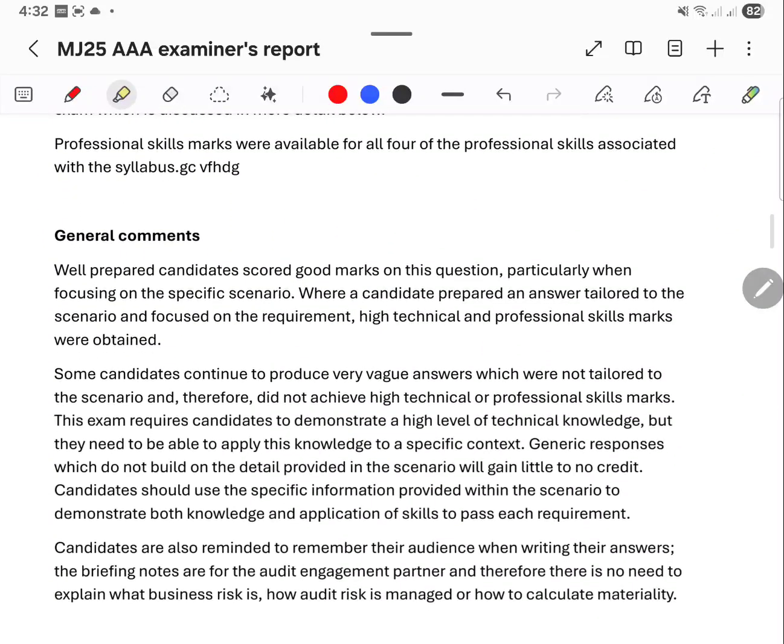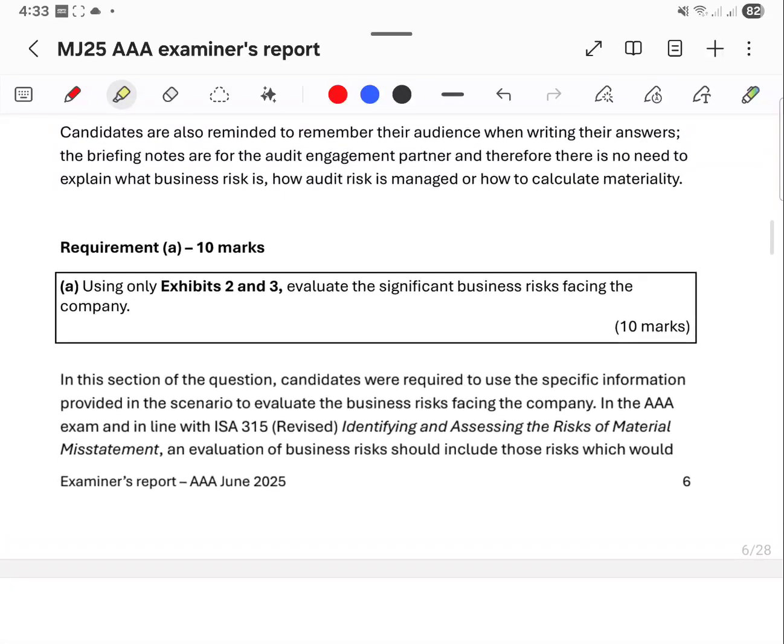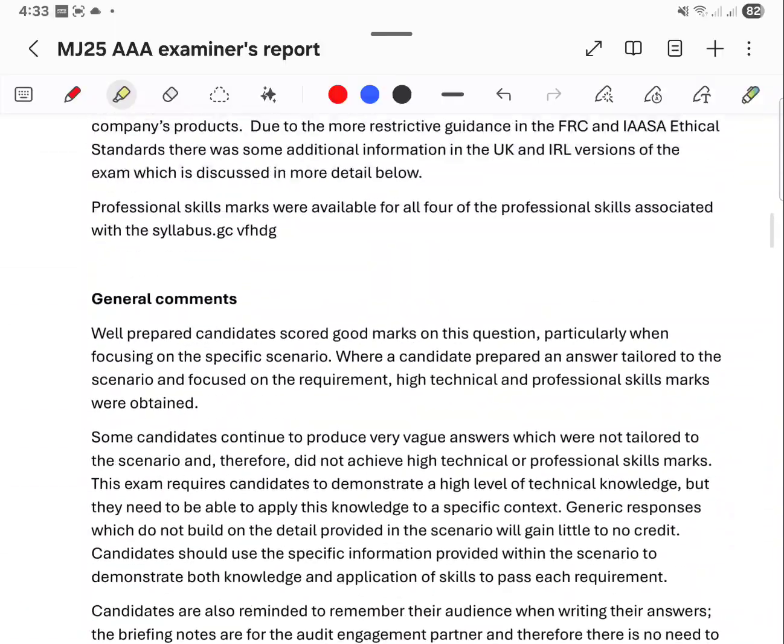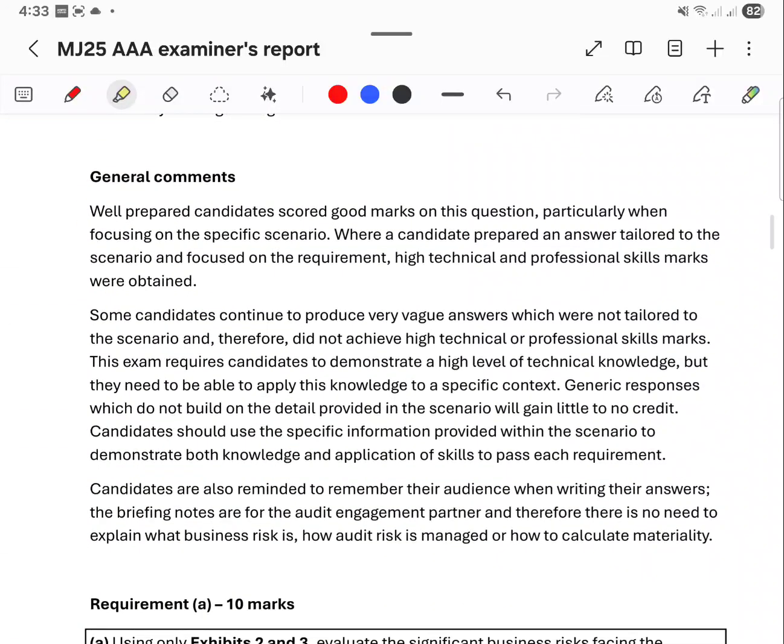So as far as the general comments, let us ignore the general comments as we don't get anything about the students' mistakes in here. Well prepared candidates scored good marks on this question, particularly when focusing on the specific scenario. Tailored to the scenario, focused on the requirement, high technical and professional skill marks were obtained. Some candidates continue to produce very vague answers which were not tailored to the scenario and therefore did not achieve high technical or professional skill marks.